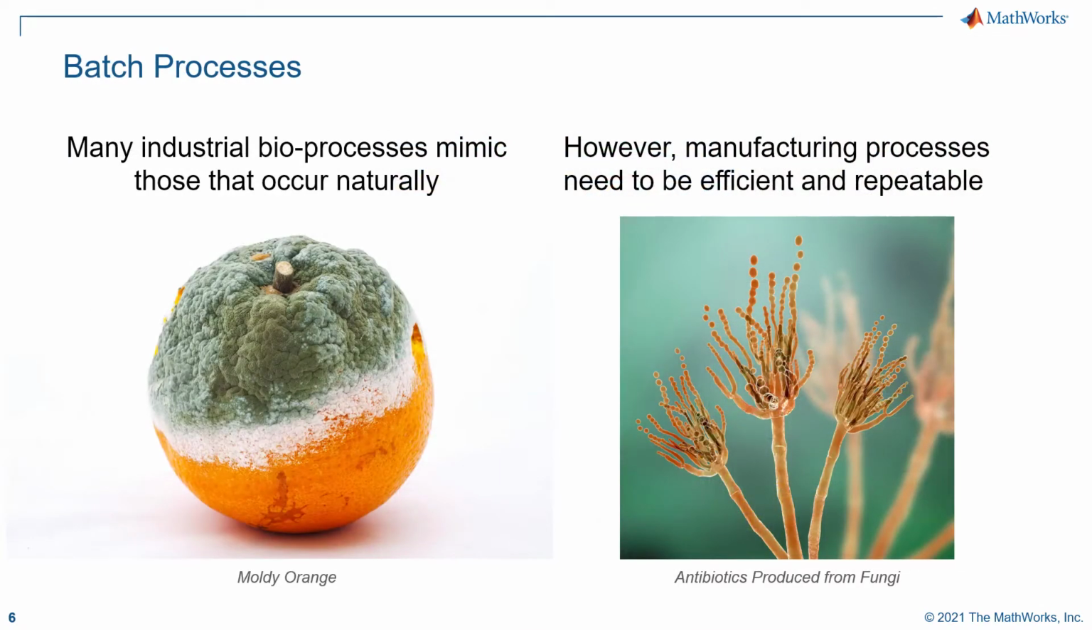Many industrial bioprocesses mimic those that occur naturally. For example, the fungus penicillium, which causes food spoilage, is also used for production of the antibiotic penicillin. However, manufacturing processes need to be efficient and repeatable. This is especially true in the pharmaceutical industry, where any significant deviation from an approved batch formula could result in throwing away millions of dollars.